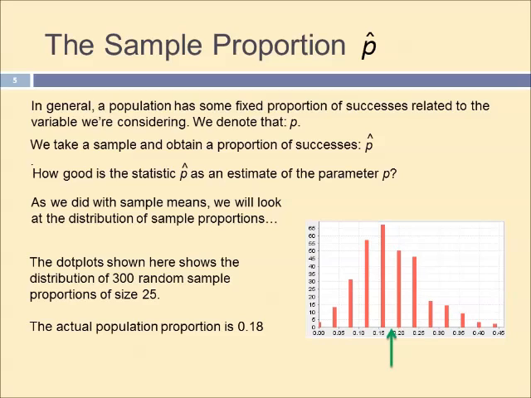So we have a dot plot here that shows the distribution of 300 random sample proportions of size 25. The actual population proportion is 0.18. Notice the green arrow sort of indicates that the high point of the distribution is around 0.18 in each case. Okay, so these are just different distributions.